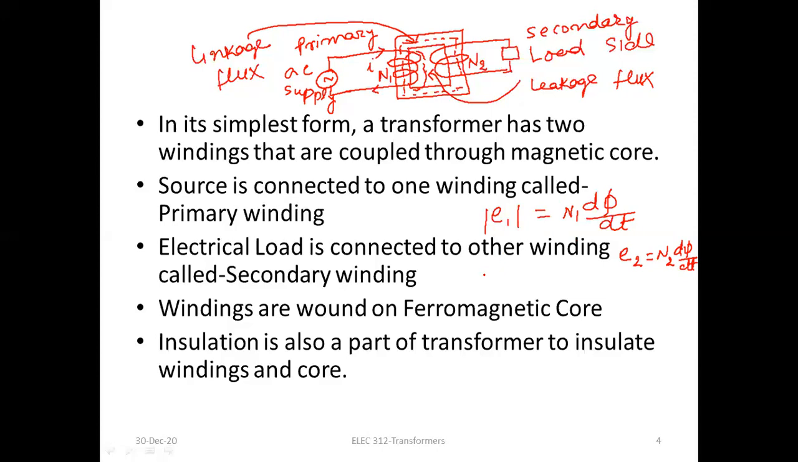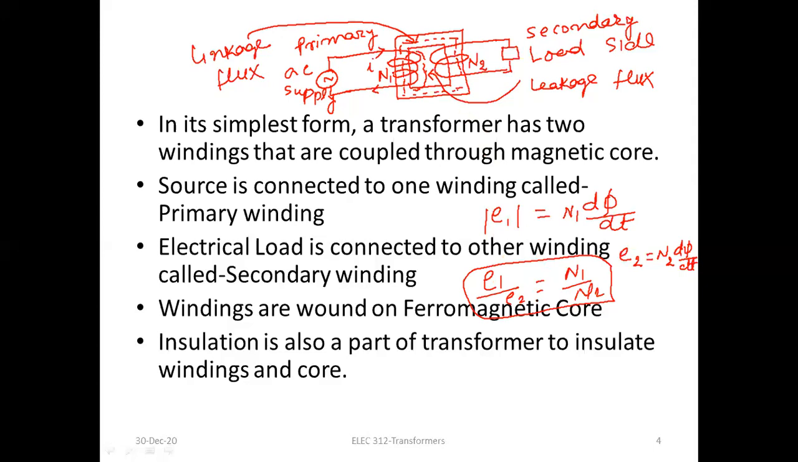If you divide E1 by E2, what do you get? You will get d phi by dt cancelled out, giving N1 by N2. So this is one of the transformer relations with the number of turns. If the number of turns N1 is more, E1 will be more. And if N2 is more, it means E2 is more. If E2 is more, then the transformer is a step up transformer. If E2 is small, then the transformer is a step down transformer. We will discuss this later also.